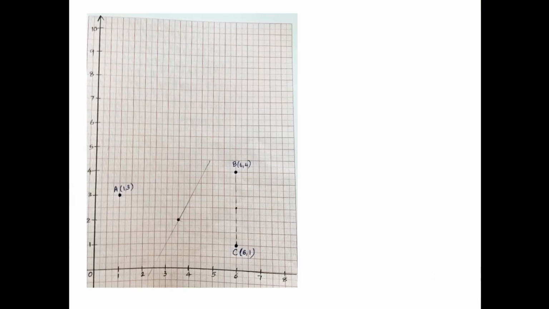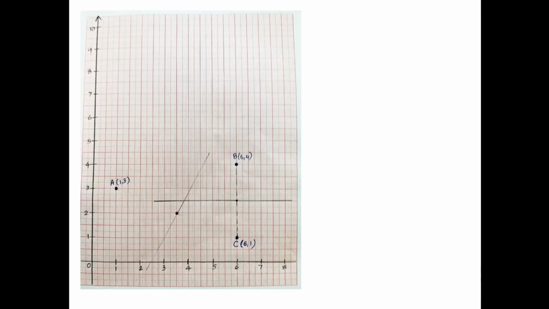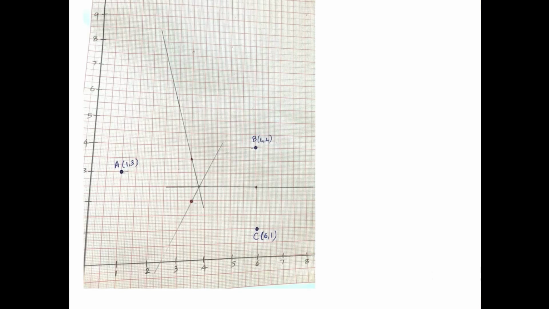I connected B and C with a dotted line. I found the midpoint, and there is the perpendicular bisector for the segment BC. Now again, I connected A and B with a dotted line, found the midpoint, and I drew the perpendicular bisector. Now when all the dotted line segments which were connecting the sides were removed, you can see the 3 perpendicular bisectors meeting at a point.